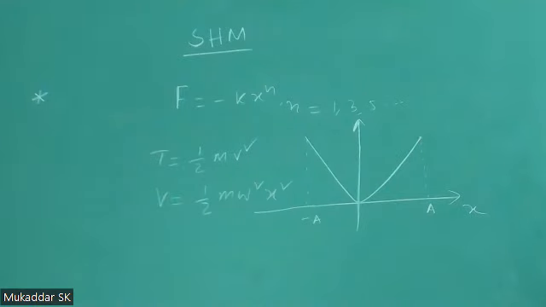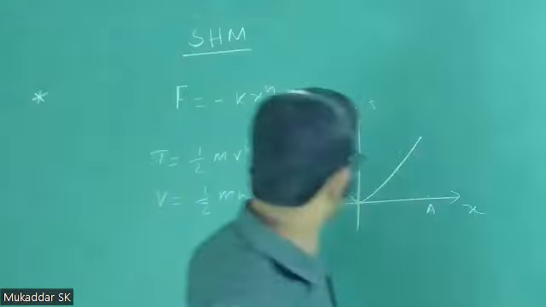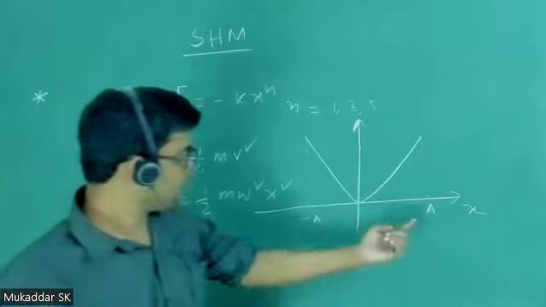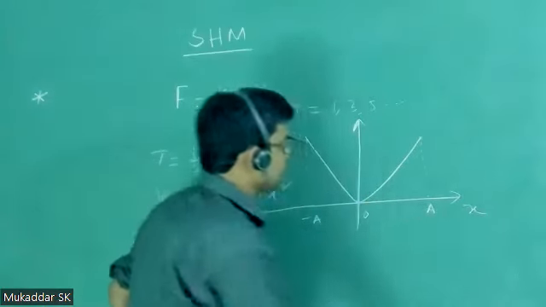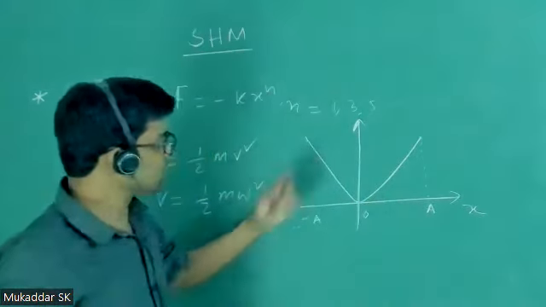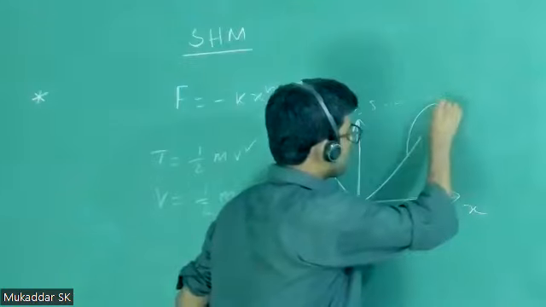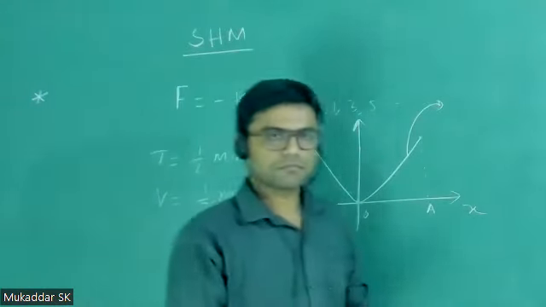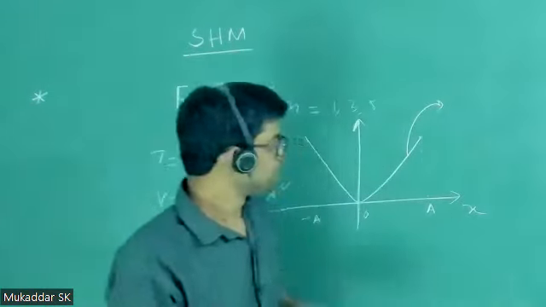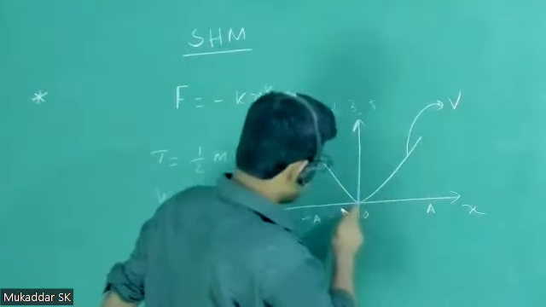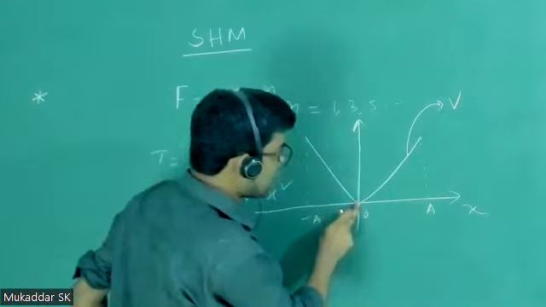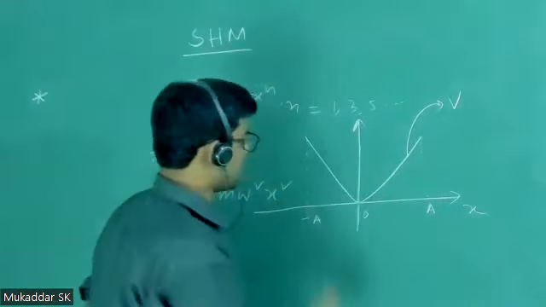Sir, what is the graph you have drawn? I'm drawing that graph. Along this side you have the displacement, and along this side you have the energy. So this is the plot of what? This is the plot of potential energy. It will be 0 at the mean position and it will be maximum at the extreme position, right?